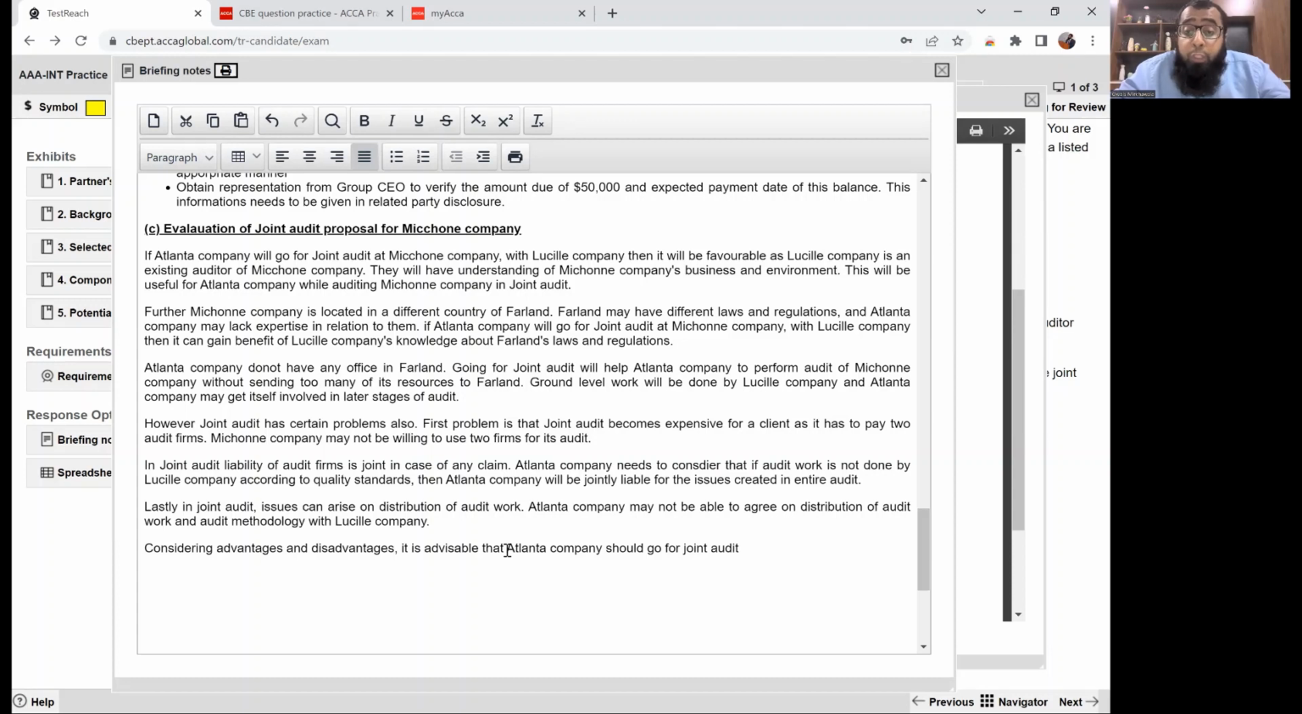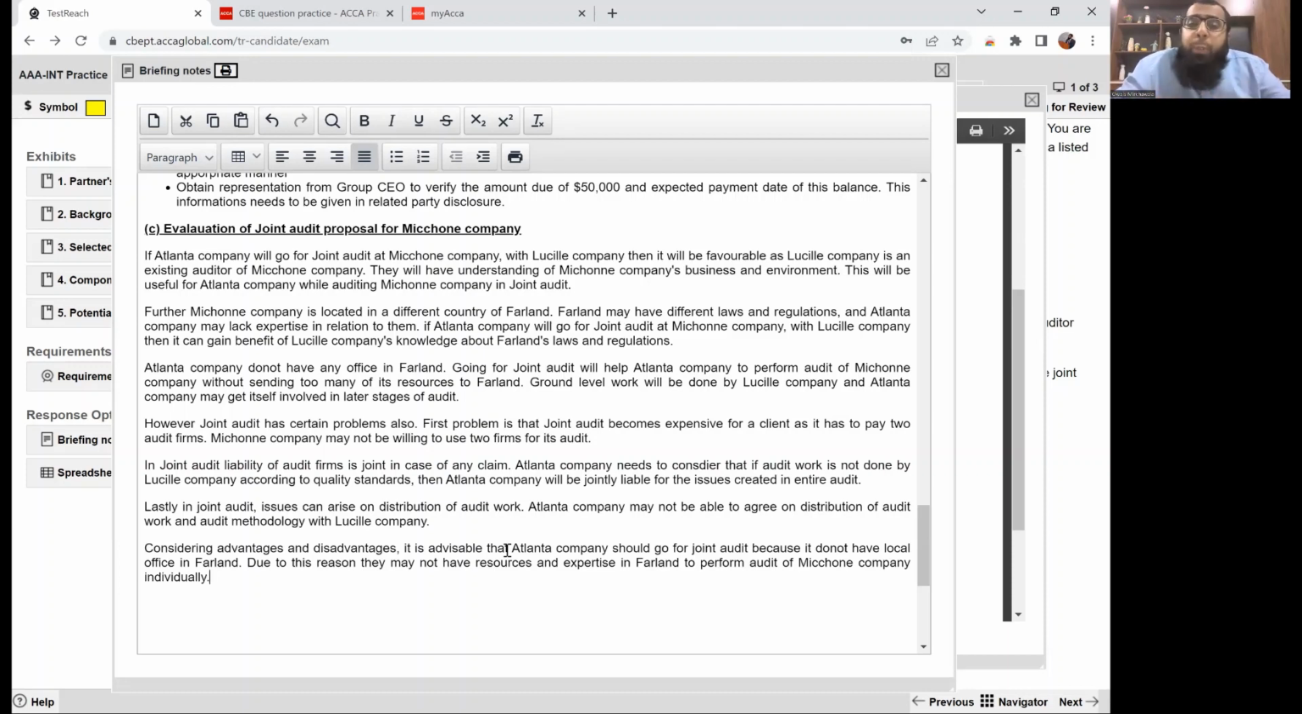Okay, why should it go for joint audit? Because it does not have a local office in Farland. Due to this reason, they may not have resources and expertise in Farland to perform the audit of Micone company individually. Okay, so it is better that we go for joint audit. Despite the problems, it's still advisable.